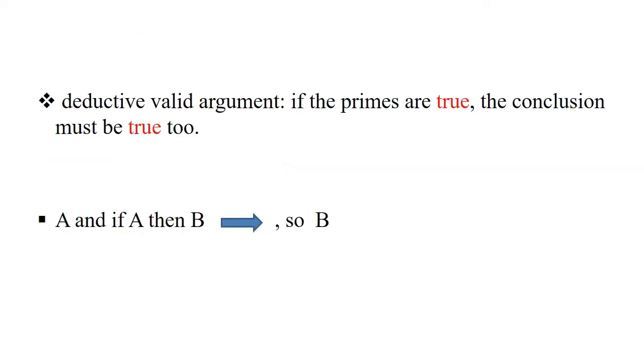To make it simple, a deductively valid argument is a kind of argument saying that when the premises are true, the conclusion must be true too, and it takes the form that if A is true and if A leads to B, then B must also be true.